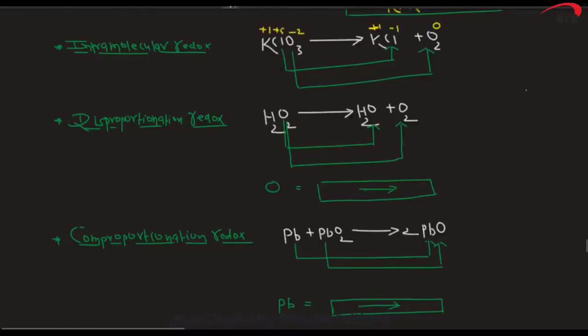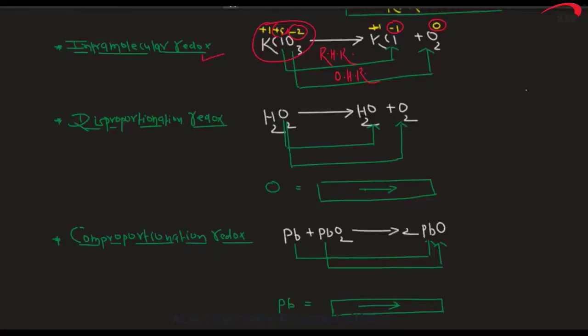So if you see here, in the same molecule, two different atoms. For example, the chlorine is +5 and it is becoming -1. So chlorine is undergoing the reduction half reaction. But you see the oxygen is -2 and it is converting to what? 0. So this process is the oxidation half reaction. So two different elements of the same molecule, one is undergoing oxidation and one is undergoing what? Reduction. Such types of reactions are referred to as intramolecular redox reactions.